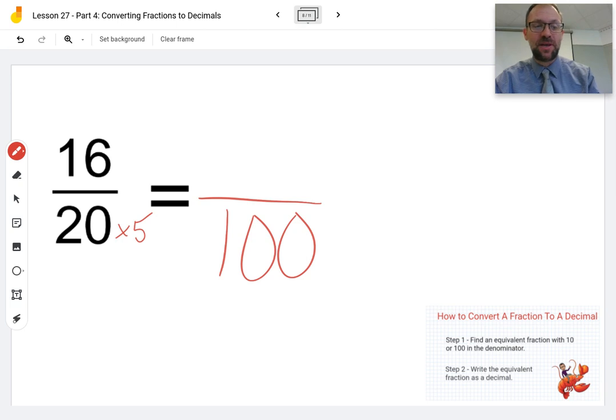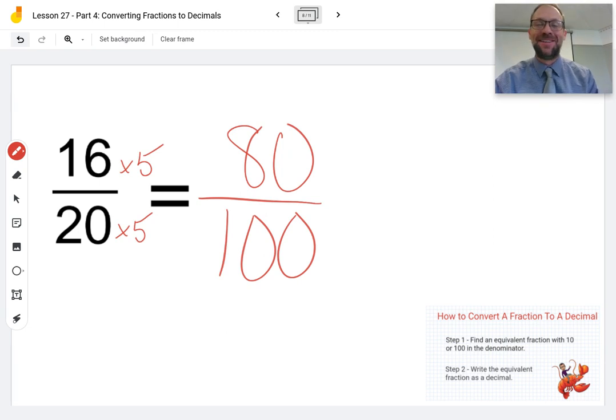Now, because we've multiplied 20 times 5, what do we have to multiply the numerator by to finish our equivalent fraction? Yes, also by 5, same number. Okay, and what is 16 times 5? Did you say 90? Oh, I hope not, because that's wrong. Hold on a second. Did you say 80? There we go. I hope so, because 80 is correct.